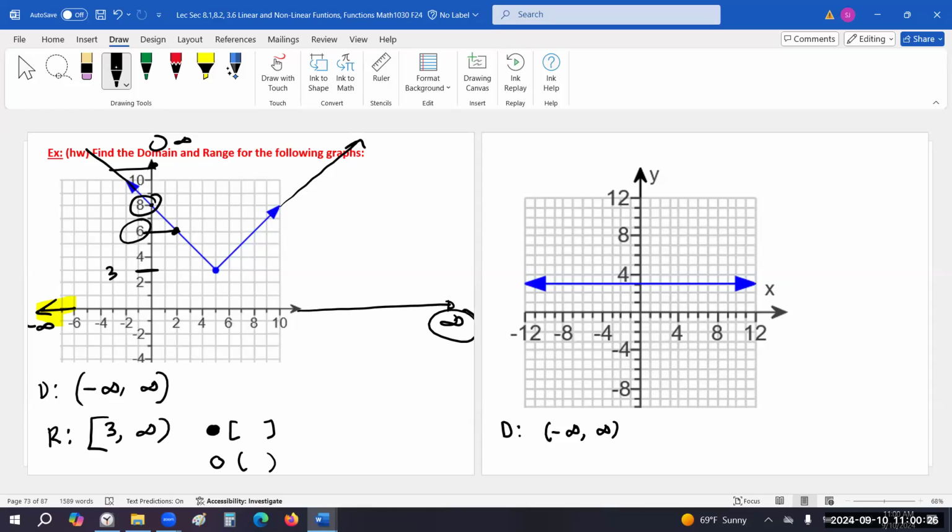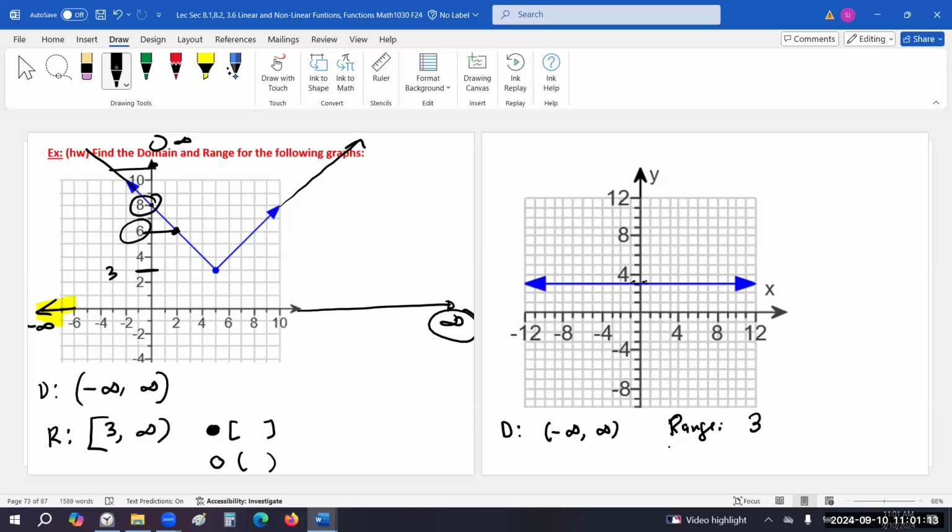What's going on? The only y value we see in our graph is this one. So our range, what happened to my pen? So range means what is the y value we see? There's only one y value we see, it's 3.